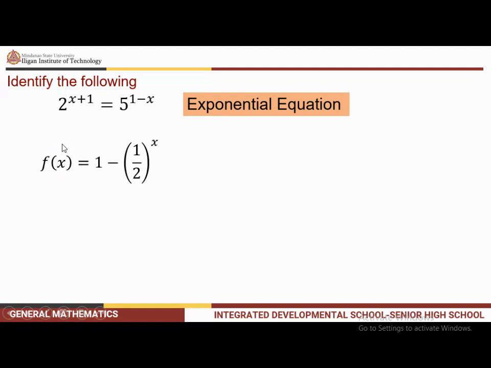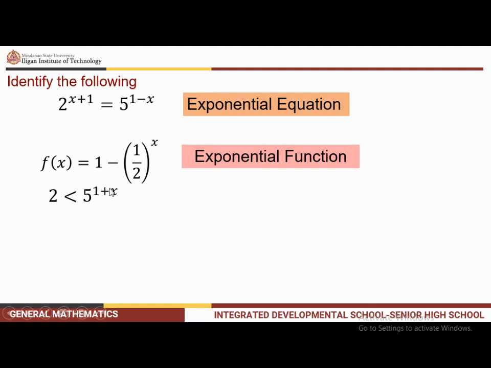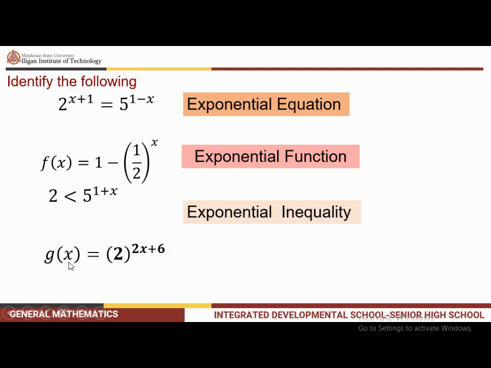For the second one, we notice that it is a function f. It has a base and it has an exponent. So, this is considered an exponential function. For the third, we have an exponential expression, and the symbol used here is the inequality symbol less than, so therefore this is an exponential inequality. For the fourth, we notice it is a function g, which is equal to something with a base of 2 and also an exponent, so therefore this is considered an exponential function.